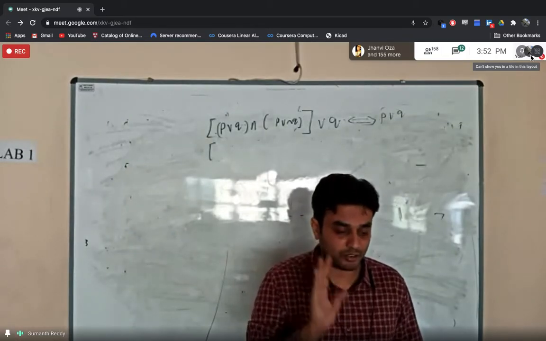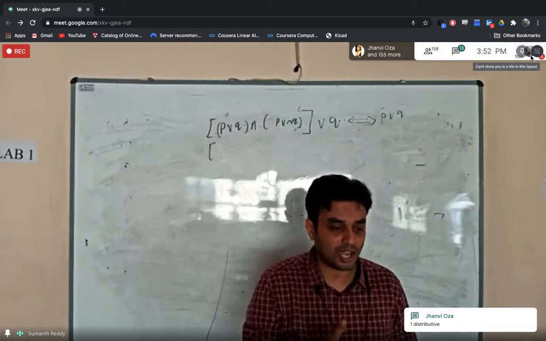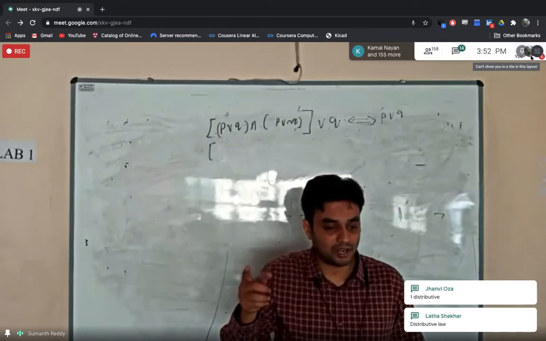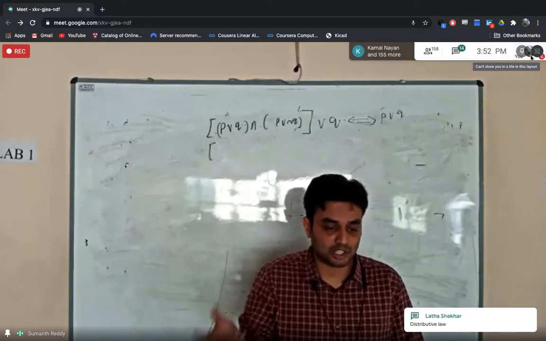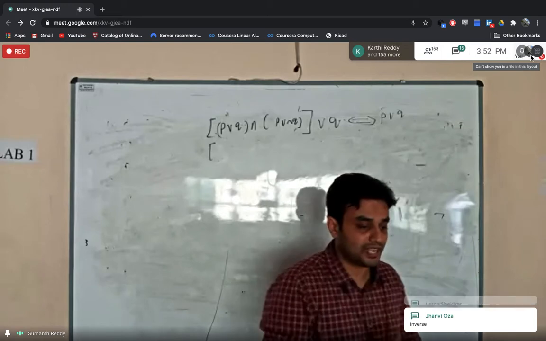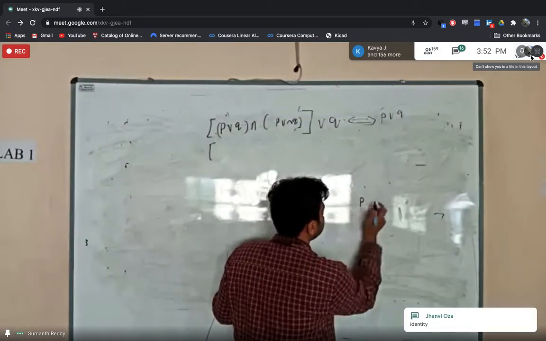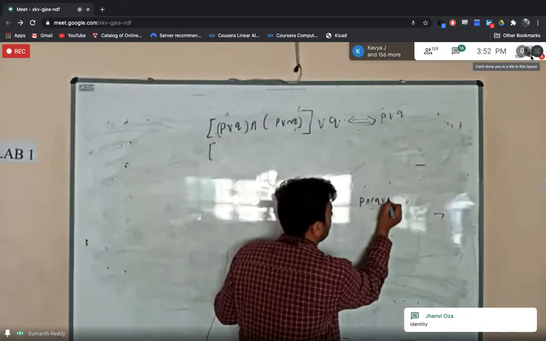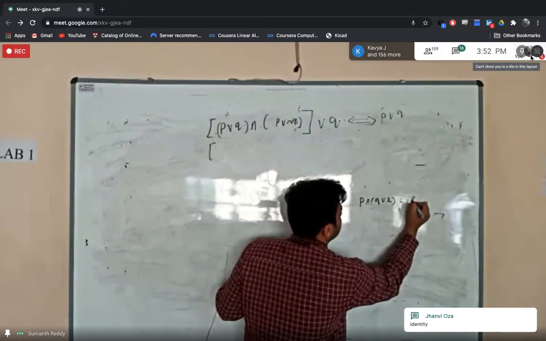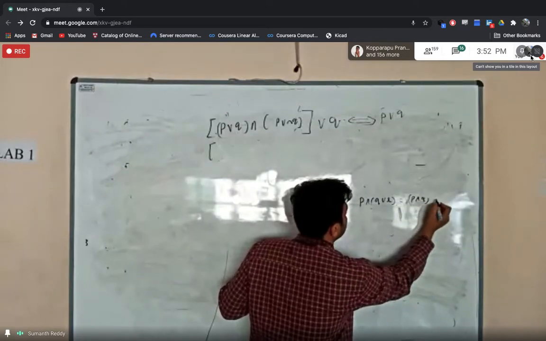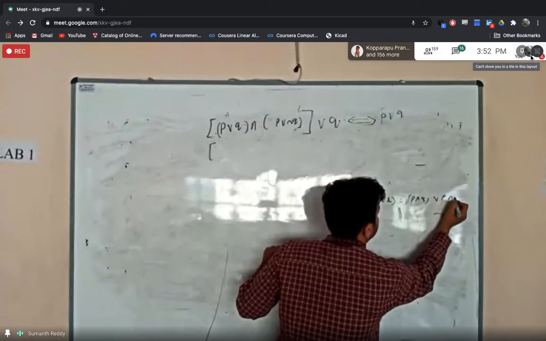See, this is actually something you have to remember. Only for the distributive law, you should be able to apply it in the forward direction and also in the reverse direction. I'll repeat. What is the distributive law? Distributive law tells that P ampersand of (Q or R) is the same as (P ampersand of Q) or (P ampersand of R).